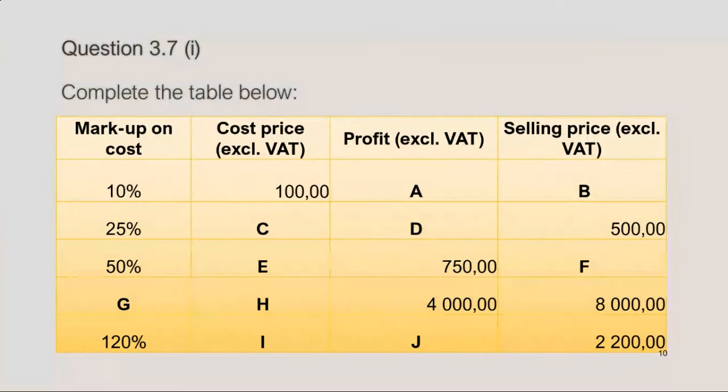What is the cost price? Okay, so Bernice and Mapeledi, they say it's the 8,000 less the 4,000 profit. So our selling price less our profit gives us 4,000. That's correct. Okay, now if our cost is 4,000 and our profit is also 4,000, what is the markup on cost percentage? How do you calculate it?